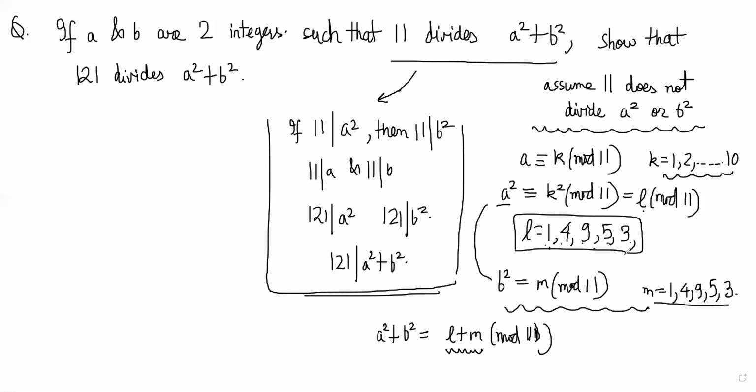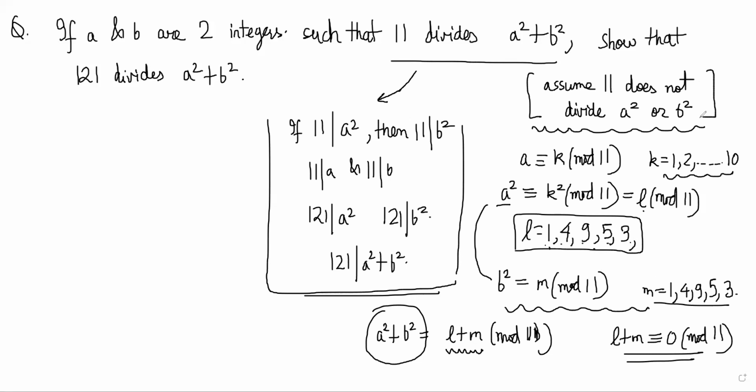3 plus 3, 3 plus 5, 3 plus 9. Nothing is coming, right? So it's impossible. So L plus M is never coming 0 mod 11, right? So that means A square plus B square can never be divisible by 11 in this case, right?